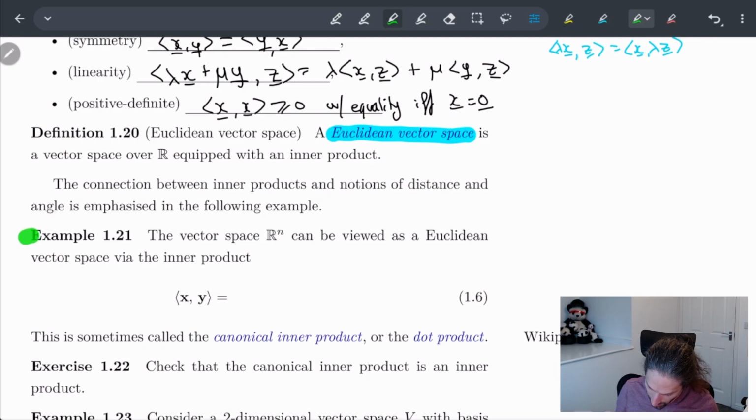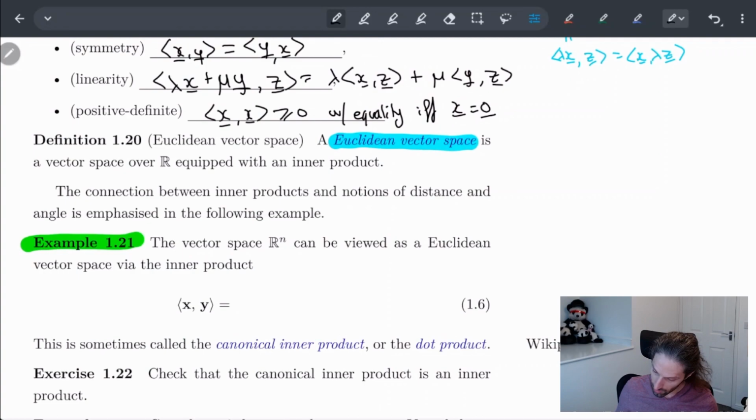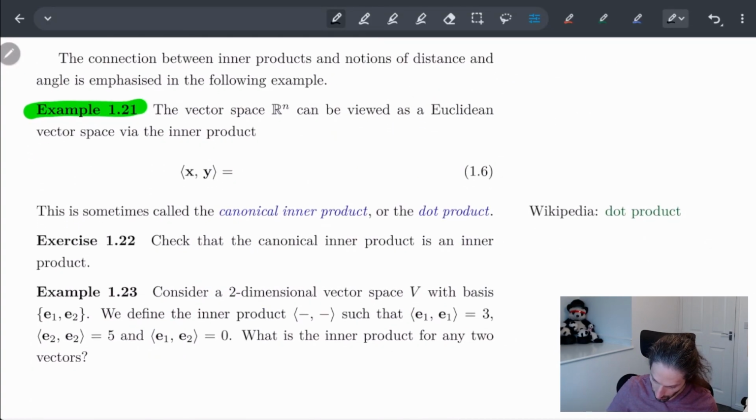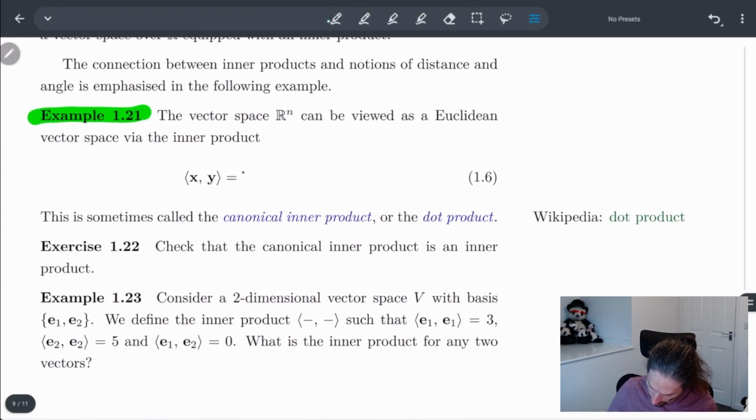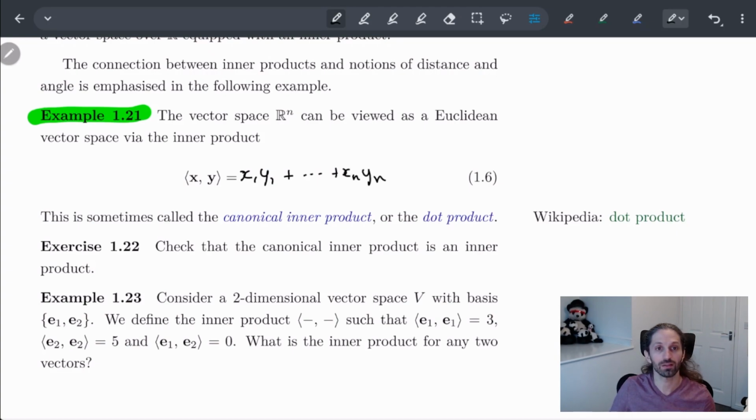And so what is this? This helps us see where angles and distances are going to go. The dot product that you've probably seen before is you just take your vectors and you multiply each component one at a time and you add them up. So here, X1, Y1, all the way up to Xn, Yn. Now, fun little exercise. This is what's known as the canonical inner product, or the dot product.